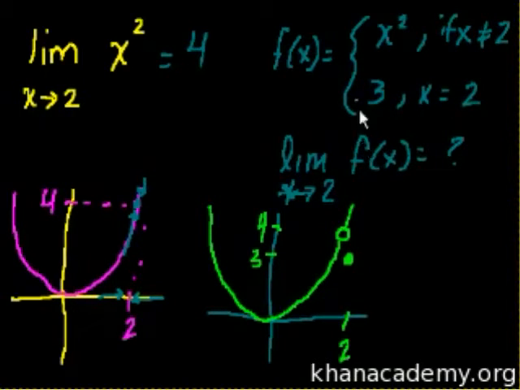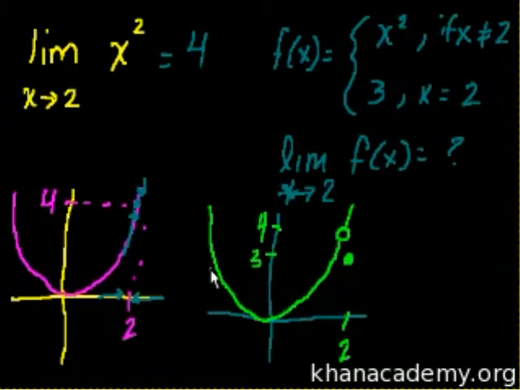What happens when x equals 2? Well, then f of x is equal to 3. So this graph is just like x squared, but instead of f of 2 being 4, f of 2 drops down to 3, but then we keep on going. So going back to the limit problem, what is the limit as x approaches 2 now?